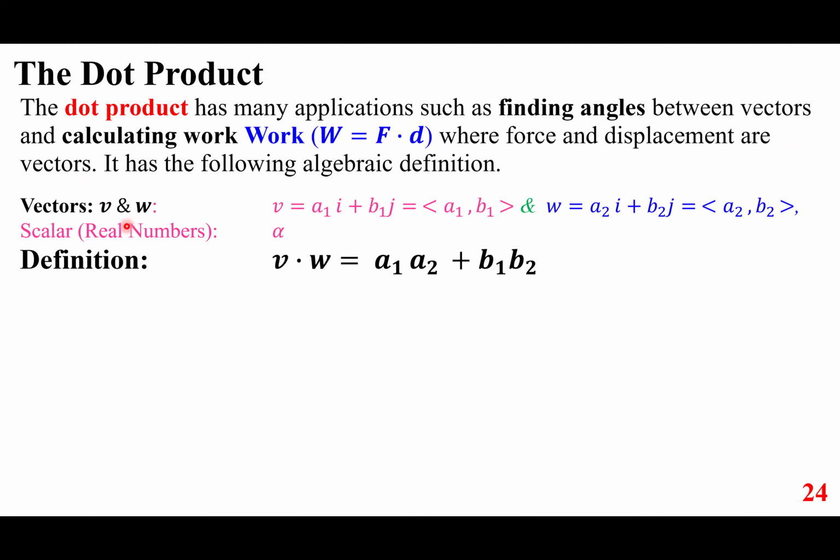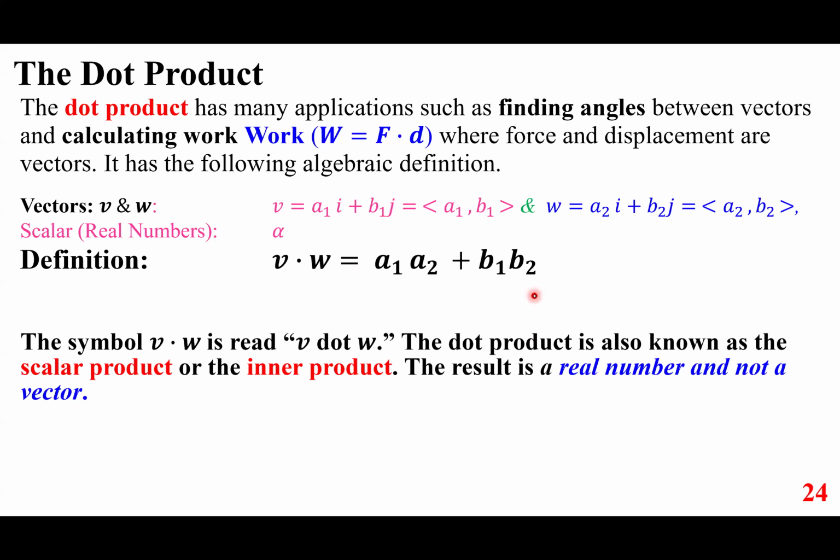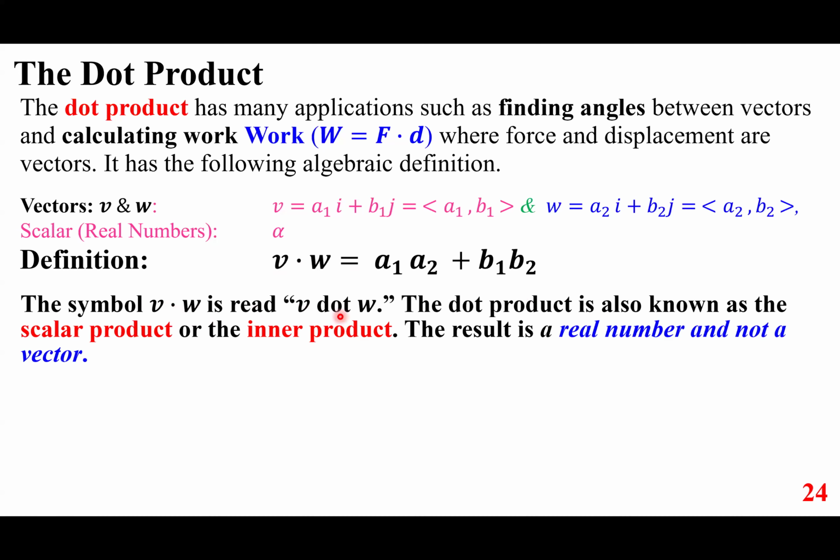If v and w are vectors and we have scalars alpha. Here's the definition. v is a1 i plus b1 j in any format, w is a2 i plus b2 j. Then v dot w is a1 a2 plus b1 b2, which is just a scalar, okay? And the symbol v dot w is read v dot w. The dot product is also known as the scalar product or the inner product. The result is a real number and not a vector.